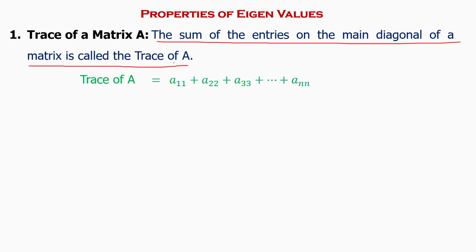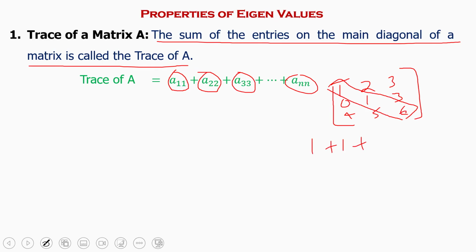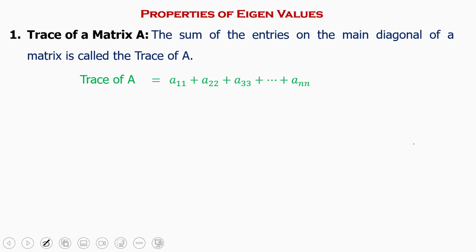That is, if we are given an n by n matrix with entries A11, A12, A13, and so on, what are the diagonal elements? A11 plus A22 plus A33 up to Ann. This is called the trace of a matrix. For example, if I am given the matrix 1, 2, 3, 0, 1, 3, 4, 5, 6, what is the trace of this matrix? It is nothing but the sum of the main diagonal. So here 1 plus 1 plus 6, which is equal to 8. This is called the trace of the given matrix.